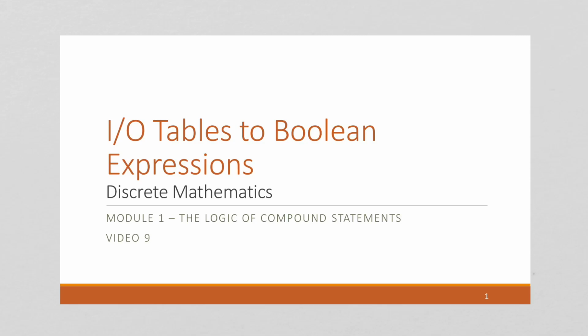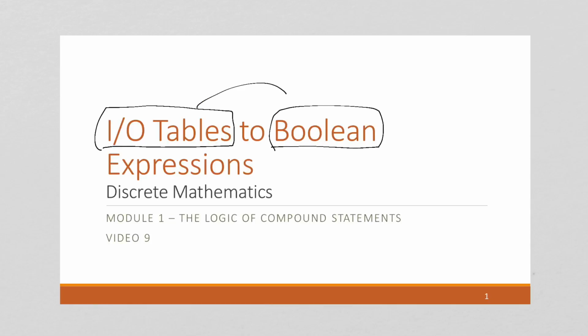In this video, we're going to take an I/O table, which are the requirements for a circuit or expression, and take that and convert it to a Boolean expression. And this will be the final piece we need to design a new circuit.